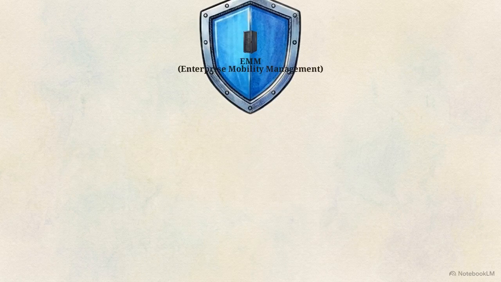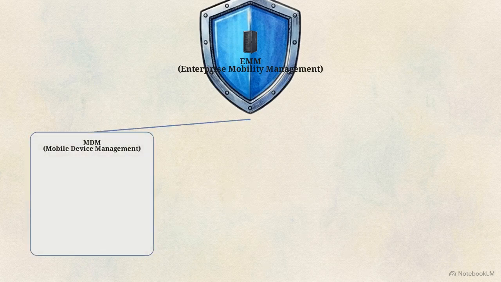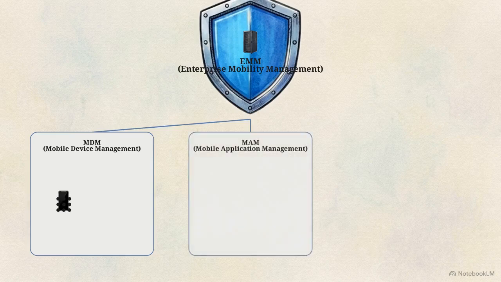EMM encompasses several distinct protocols. Mobile Device Management, or MDM, focuses strictly on the hardware layer. IT uses MDM to enforce strong lock screen passwords, mandate device encryption, or issue a remote wipe if the physical unit is lost. Mobile Application Management, or MAM, targets the software layer.